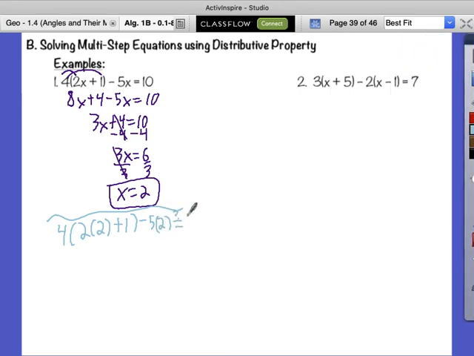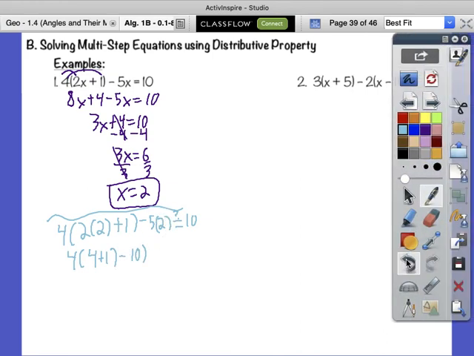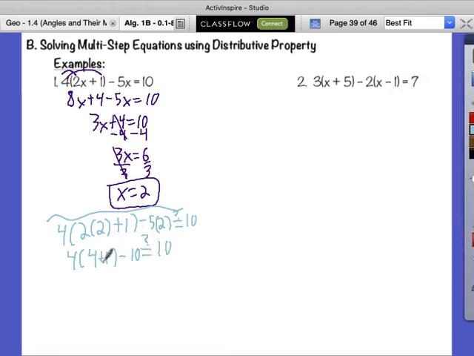Equals 10. Yep. So 2 times 2 is 4 plus 1 minus 5 times 2 is 10. Equals 10. Okay. 4 plus 1 is 5 minus 10 equals 10. What's 4 times 5? Does 20 minus 10 equal 10? Yeah, I'd say so. Checks out. That's good. Okay. All right.